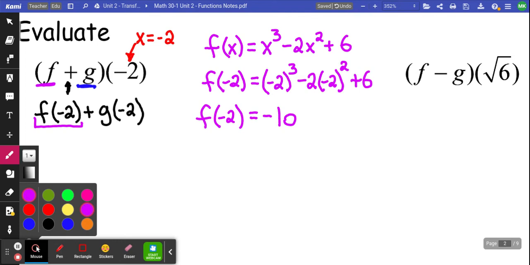Make sure you use brackets when you're doing negatives squared and cubed because it does make a difference. Just be very cautious because that negative 2 squared is actually positive 4. If you don't put brackets, your calculator will screw that up. So make sure you put brackets when you're calculating.